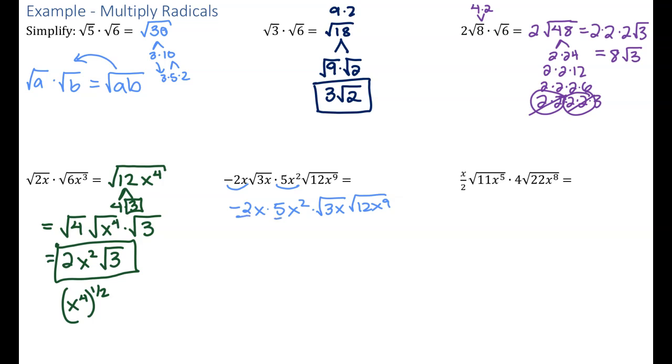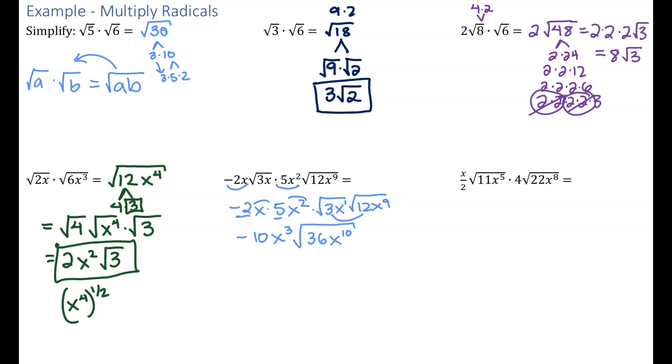The 2 times 5 is negative 10, and x times x squared is x cubed. So I'm just going to leave that alone. I will combine the roots. I get a 3 times 12, which is a 36, and x times x to the 9, so that's x to the 1 times x to the 9, which becomes x to the 10. You add exponents there.